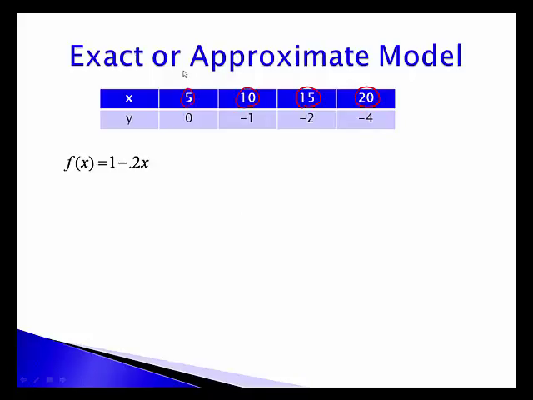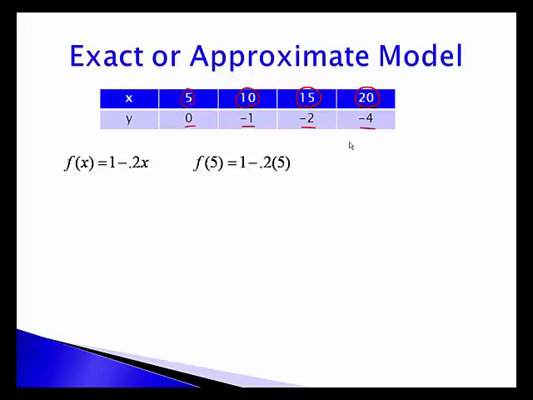If we plug in a 5 and get out a 0, and if we get out a -1 when we do the 10, and a -2 when we do 15, and a -4 when we plug in 20, then our function is an exact model. If any one of these does not give me this y value, then our linear function is just an approximate model. So let's start checking.